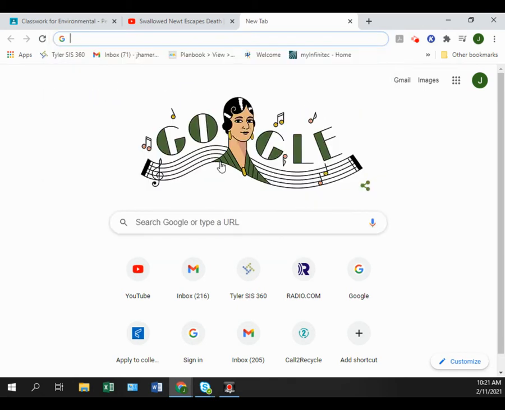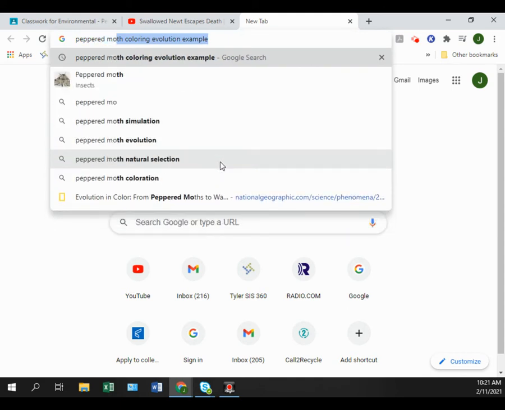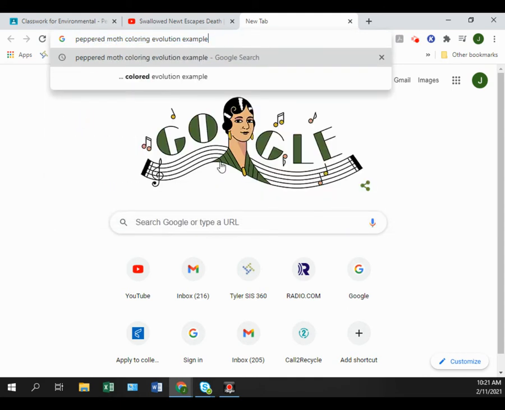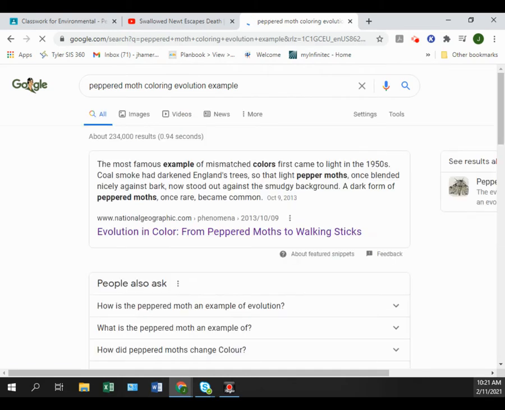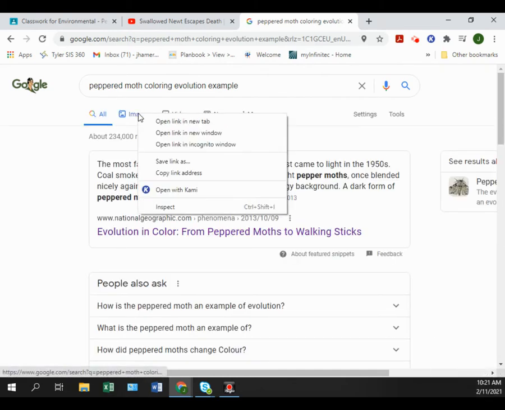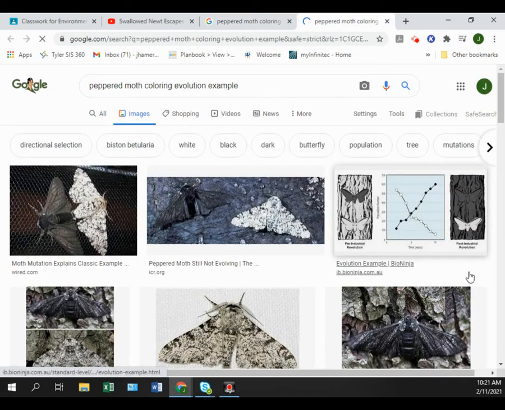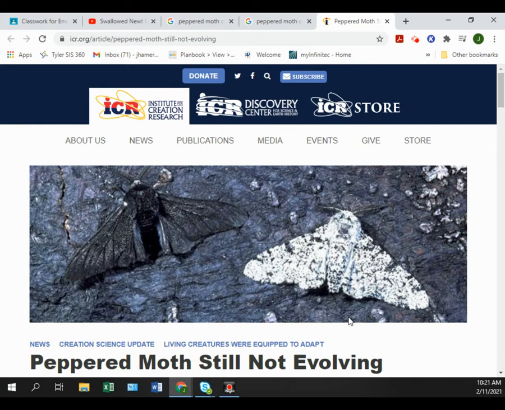Oh, I remember what it is. The peppered moth. So here's an image of the peppered moth.